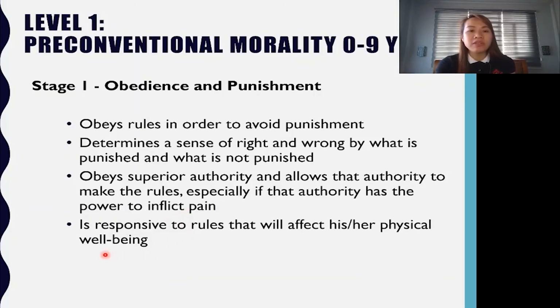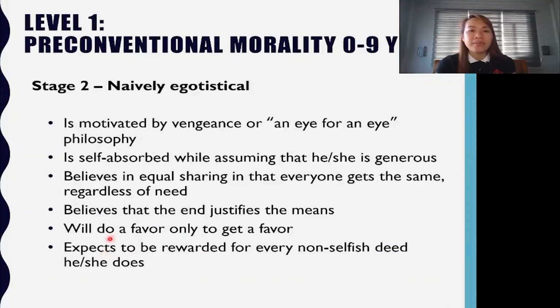So this is pre-conventional morality. Now, stage 2 is naively egotistical. What do we mean by that? Naively, anong tawag natin doon? Naive, di ba? They are motivated by vengeance, an eye for an eye, a tooth for a tooth philosophy. They are self-absorbed while assuming that he or she is generous. Yan, they believe in equal sharing in that everyone gets the same regardless of need.